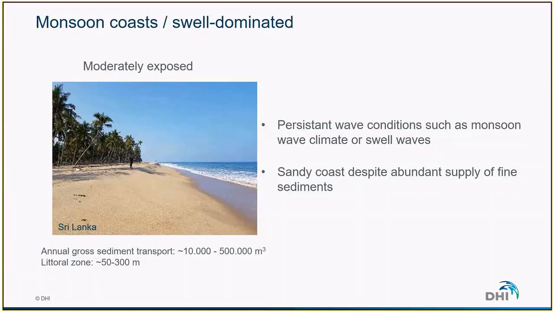Here is a picture of another moderately exposed type of coast, which is typical of tropical environments where there are monsoon seasons or heavily swell dominated wave climates. And this type of coast is characterized by persistent wave conditions, which will typically wash away the fine sediments, even though there can be some abundant supply of fines. Along this kind of coast here, we can see in Sri Lanka, we can have typical annual gross sediment transport of between 1,000 and 500,000 cubic meters per year.